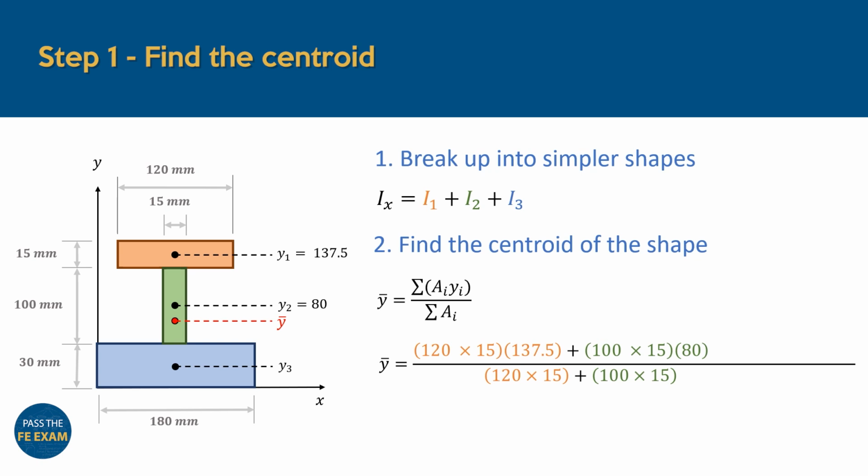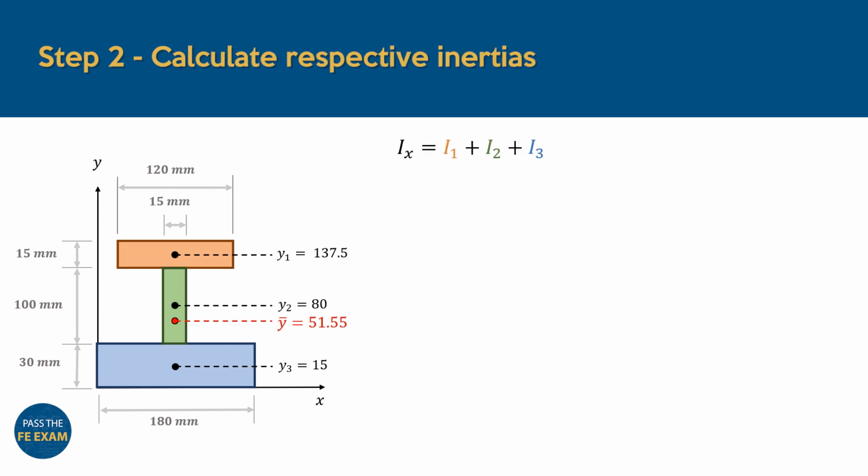of the I-beam. The second rectangle has an area of 100 by 15 millimeters, and its height above the x-axis is 80 millimeters. Finally, the third rectangle has an area of 180 by 30 millimeters, while its height is equal to 15 millimeters. We substitute these values into our equation to find that the I-beam has a centroid of 51.55 millimeters from the x-axis.